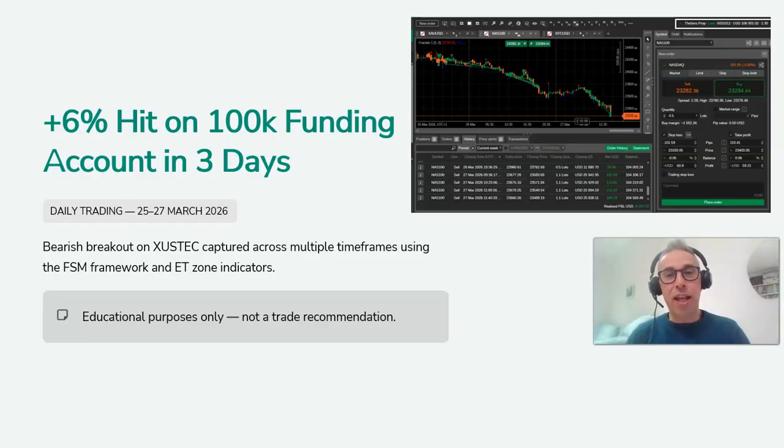This week, I started a new 100K challenge account, funding account with the Fivers. And within 3 days this week, I managed to hit the plus 6% target. I'm going to take a look at the analysis behind the trades and also what I saw in the FSM software that made me take those trades.